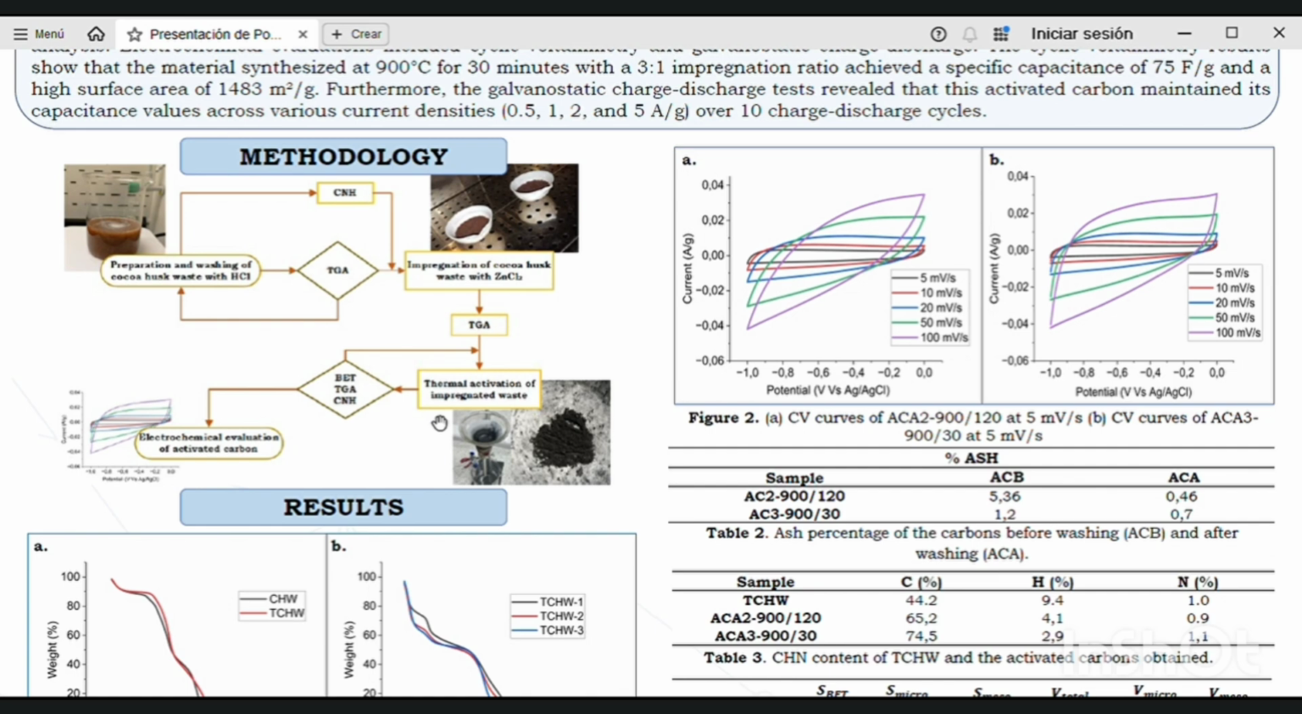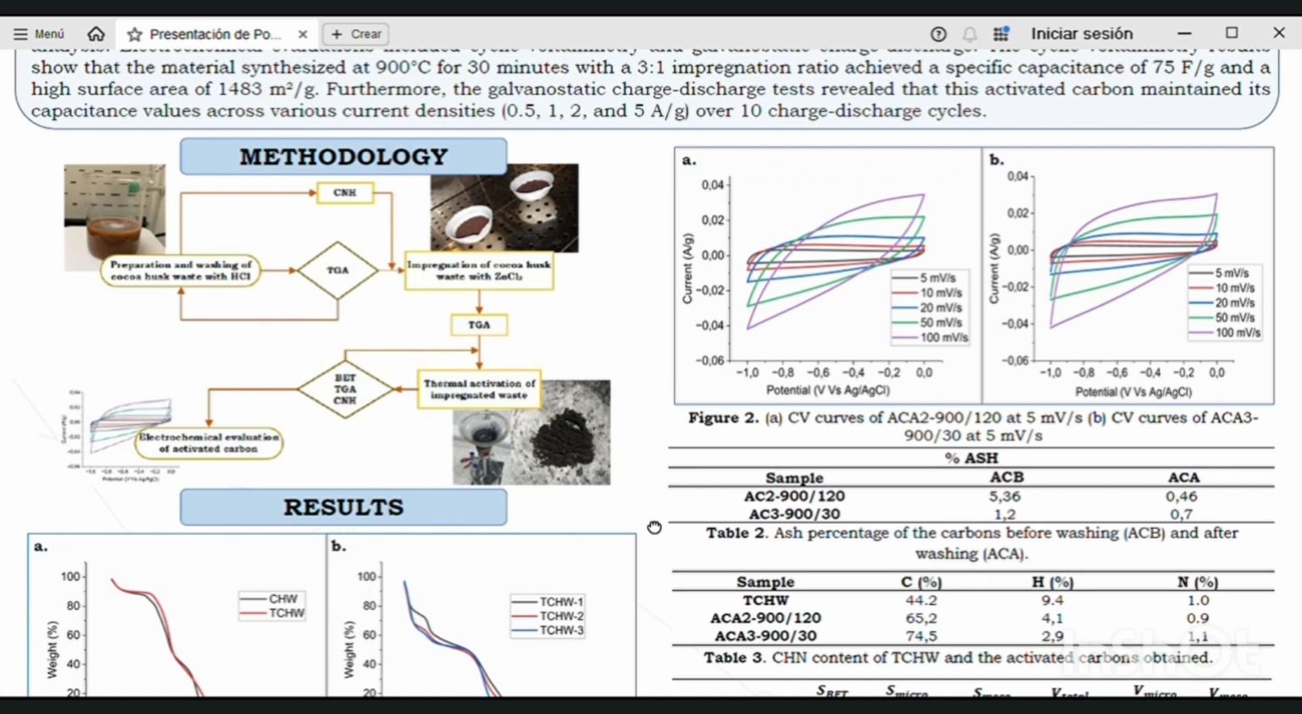The process was tested with two heating durations, 30 minutes and 120 minutes, at a heating rate of 10 degrees Celsius per minute, and a nitrogen flow rate of 100 cm cubed per minute to prevent the combustion of organic material. Then, the thermally activated sample was treated with 1 molar hydrochloric acid solution for 30 minutes to remove the excess activating agent. It was then washed with distilled water to neutralize the pH, and dried to obtain the final sample. Finally, the electrochemical properties of these carbons were examined using cyclic voltammetry and galvanostatic charge and discharge methods.